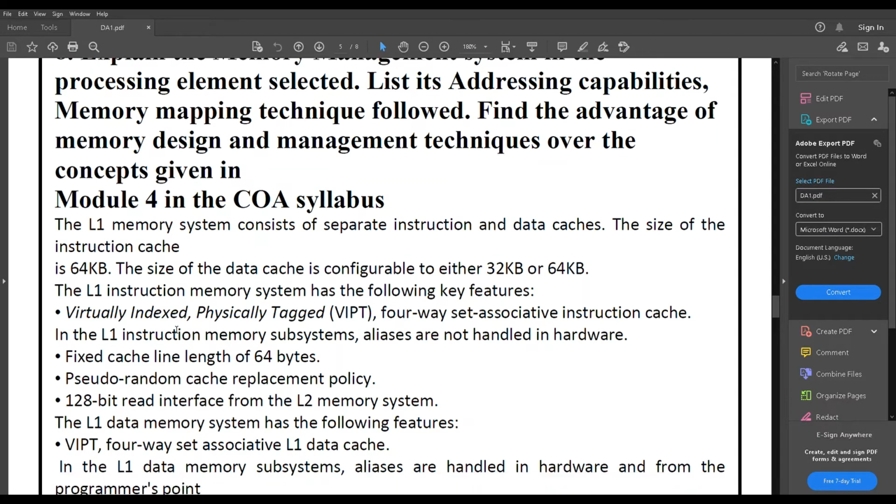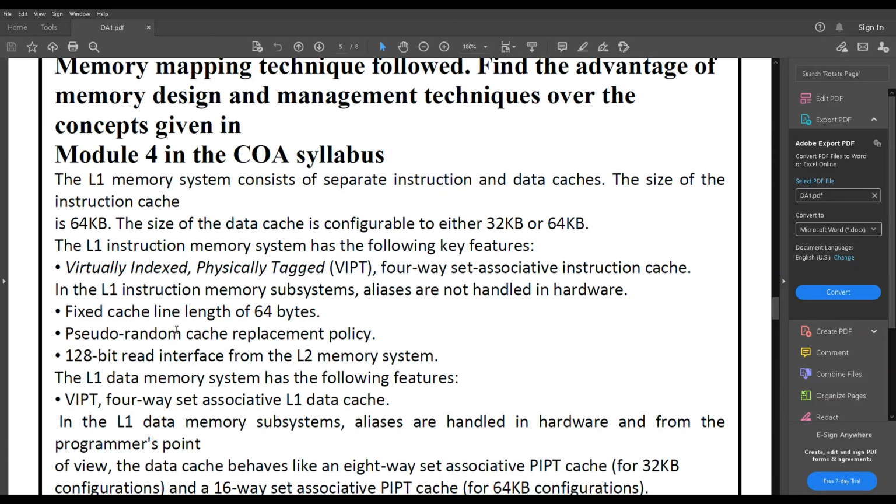The L1 memory system consists of separate instruction and data caches. The size of the instruction cache is 64 KB. The size of the data cache is configurable to either 32 KB or 64 KB. The L1 instruction memory system has the following key features: virtually indexed, physically tagged, a 4-way set associative instruction cache. These are the features of the L1 instruction memory system.